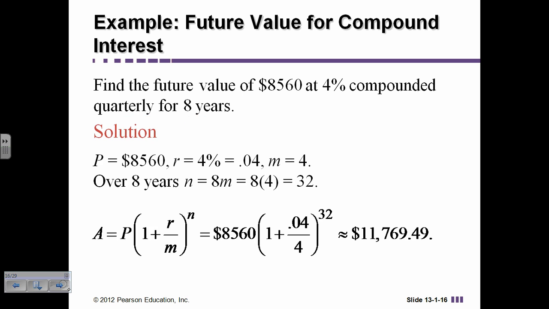So if we put all that information into our formula, principal is 8,560, rate is 0.04, the value of M is 4, and the number of periods is 32. So we're going to put all that information into our calculator, and when we work it out, we're going to end up with $11,769.49. So here's what we're talking about again. I borrowed $8,560, compounded quarterly at 4% interest for 8 years. By the end of the 8-year period of time, I would have paid back $11,769.49.